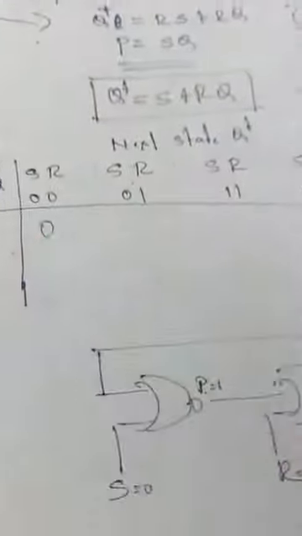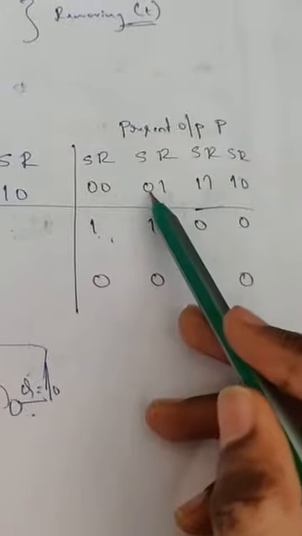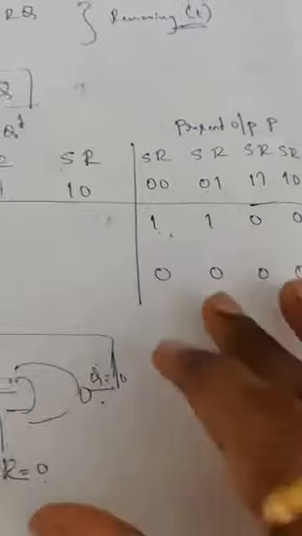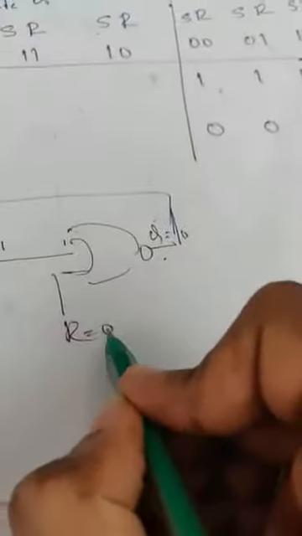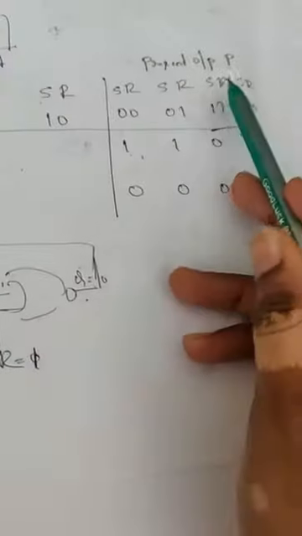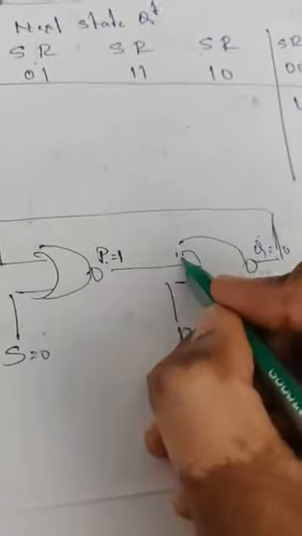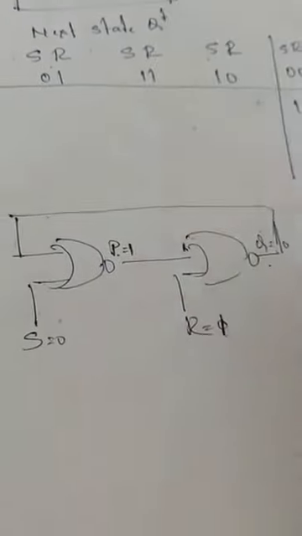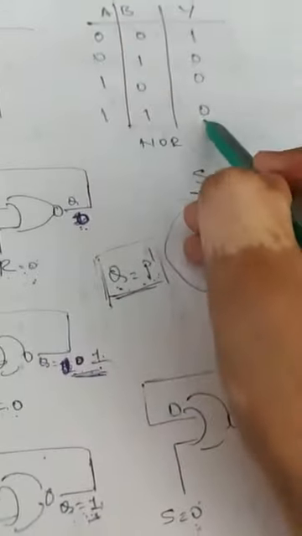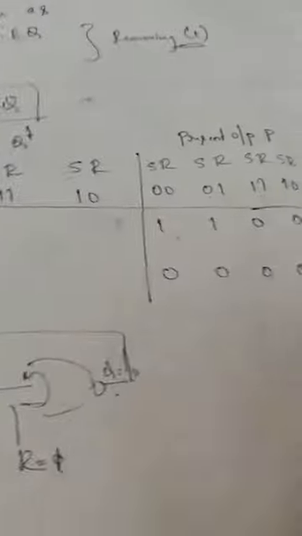So when S is equal to 0, R is equal to 1, when P is equal to 1, write this as 1, okay? So this will be 1 and 1 will be 0, right? 1 and 1 will be 0 in case of NOR gate. So this Q will be 0 again, right? The next state will be 0.